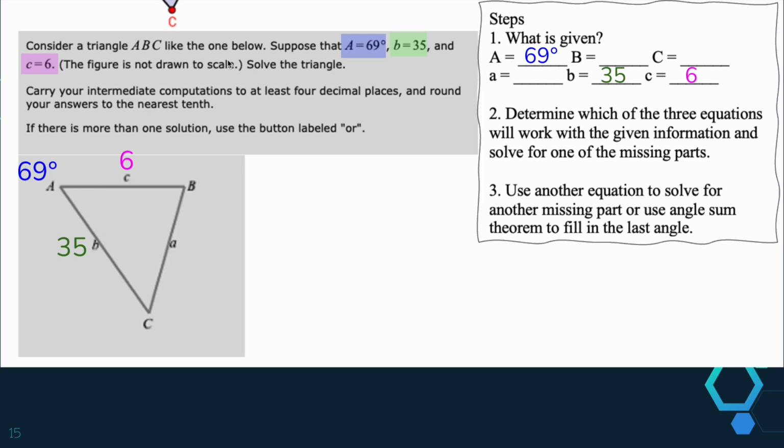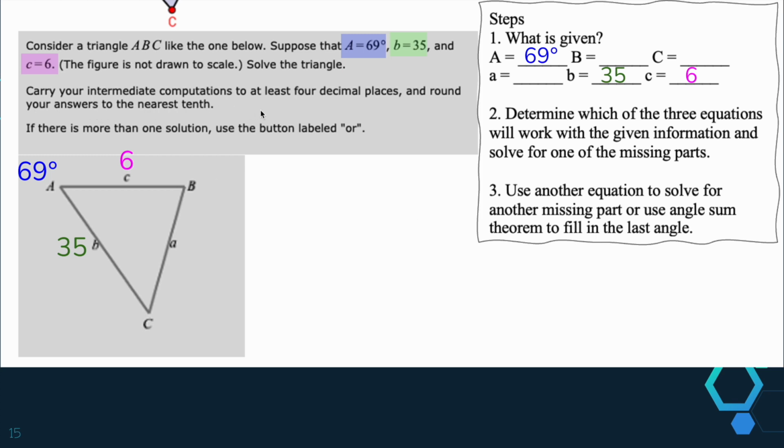It says that it's not drawn to scale, so do not take out a ruler or a protractor and start trying to measure anything. They want you to solve the triangle using the law of cosines. You can use the law of sines, and sometimes we'll even use the angle sum theorem. You're really only going to use the law of cosines once, and then you should be able to use the law of sines, which is a little bit easier to use. And then I think we'll end up using the angle sum theorem at the end.